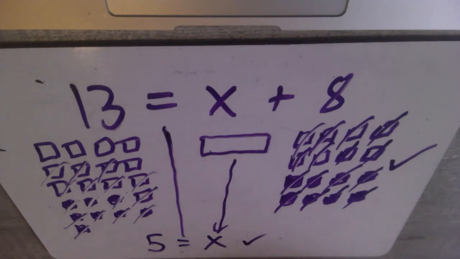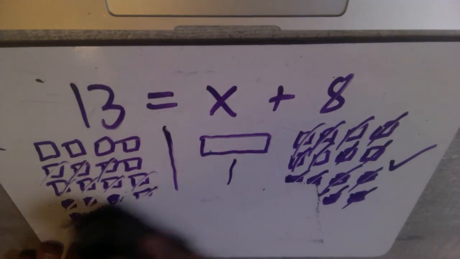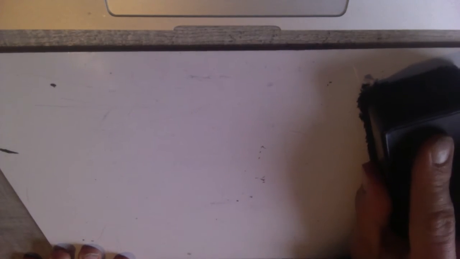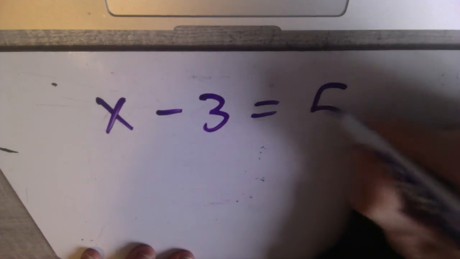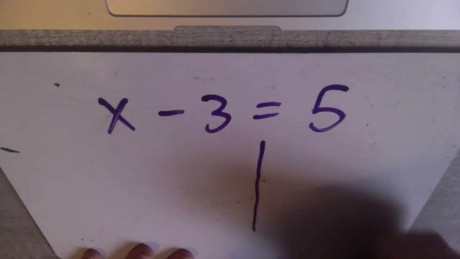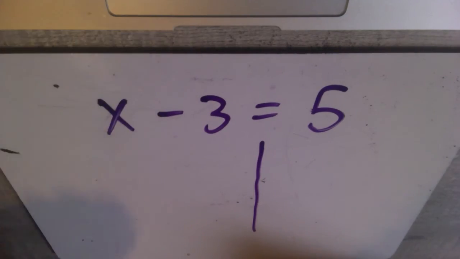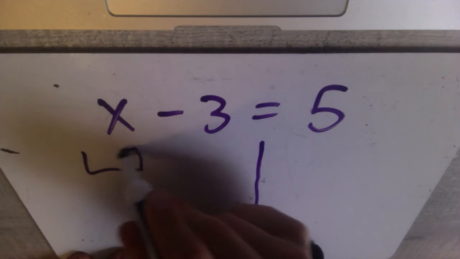Moving on to D. At any time, if we are moving fast, remember this is a video, so you can press pause if you want to take a minute to go through it as you're marking. The next one is x minus 3 equals 5. Draw your line to separate the two sides. And we have our variable x.